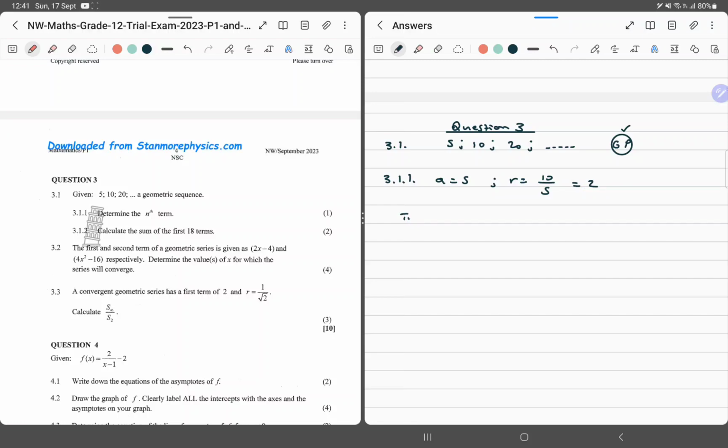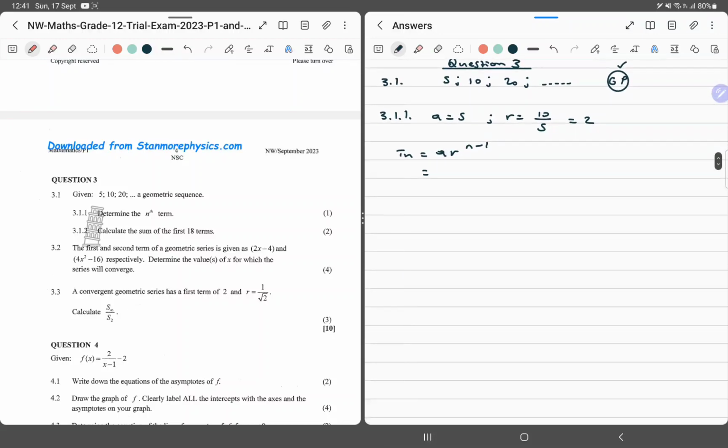So we know that Tn is given as A R to the n minus 1. Now, how do you write this? It's going to be 5 into 2 to the n minus 1. And that's it. There's nothing more you're going to do. Please don't make a mistake of multiplying the 5 by the 2 and getting a 10. That's wrong. You have to first deal with this power of base 2 to index n minus 1, or to exponent n minus 1.